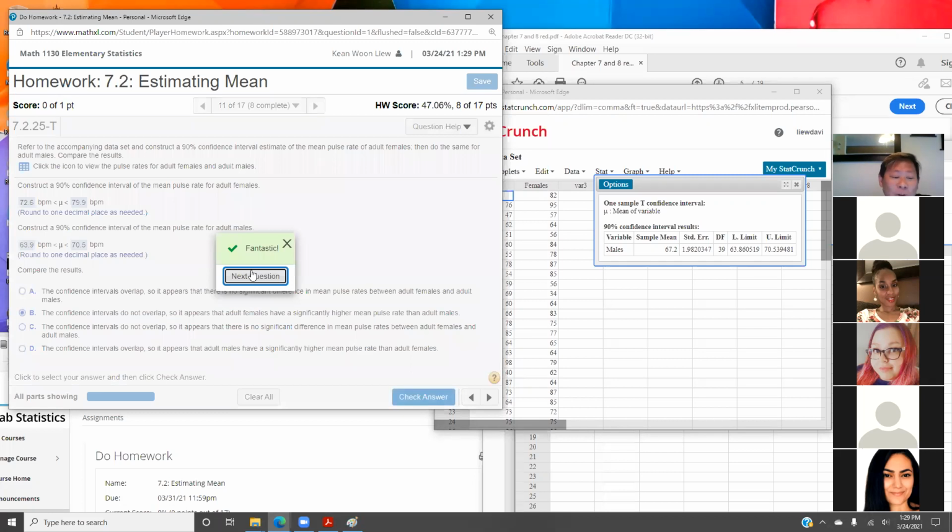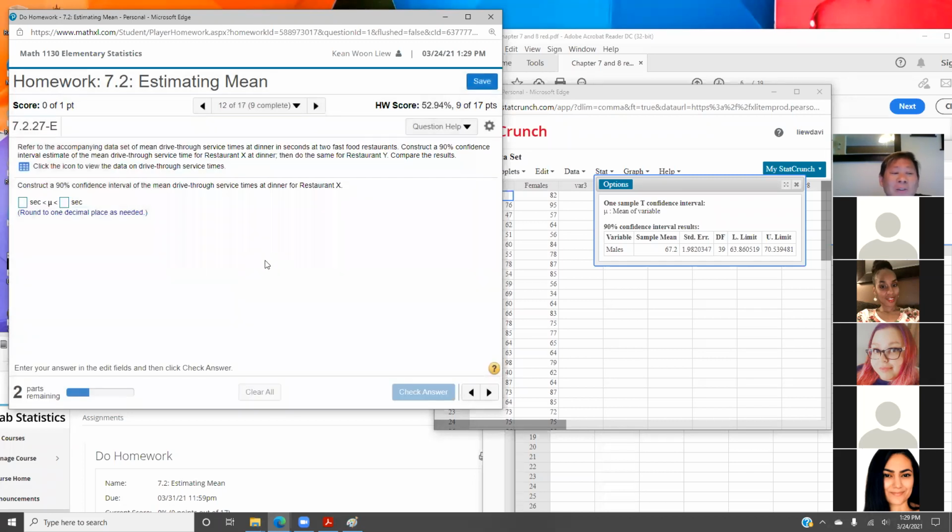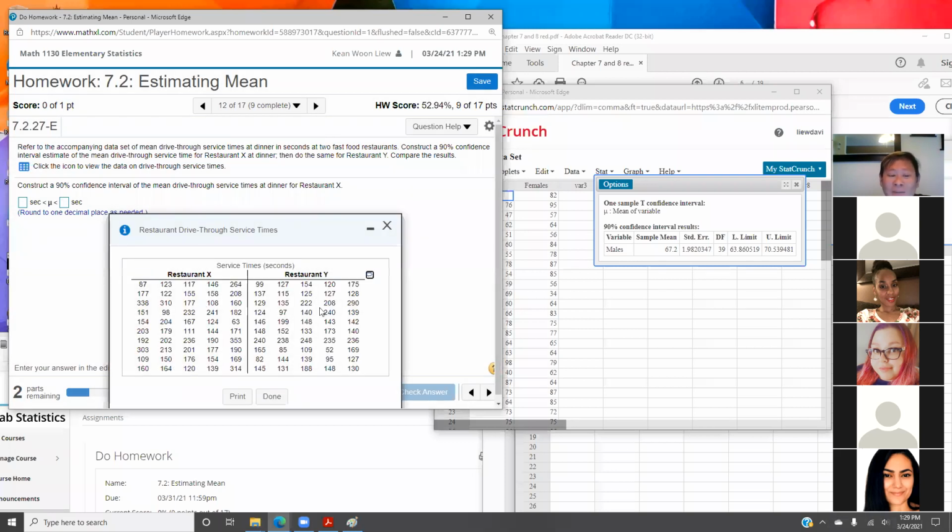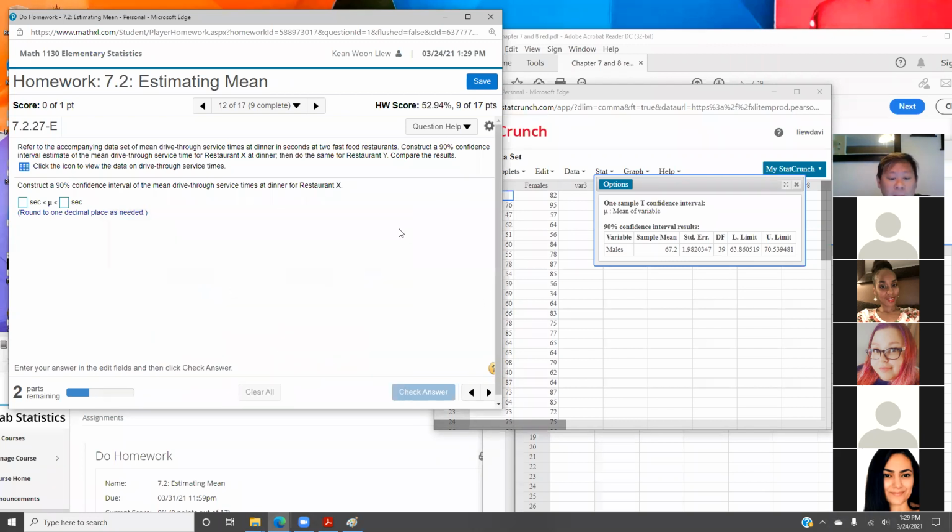If you know how to do 7-1, 7-2 is kind of the same thing. This is restaurant X, restaurant Y. Again, repeat that. They ask you for restaurant X, then restaurant Y, and then they ask you whether they overlap or not. Okay. You guys all right?